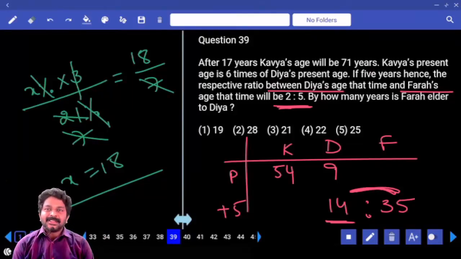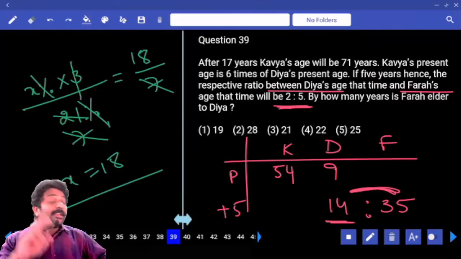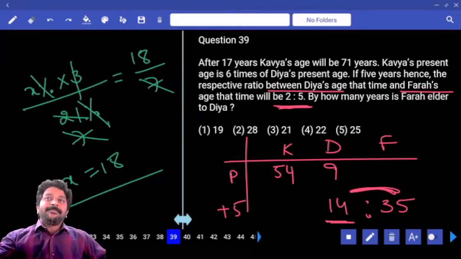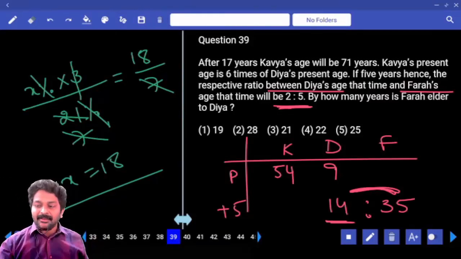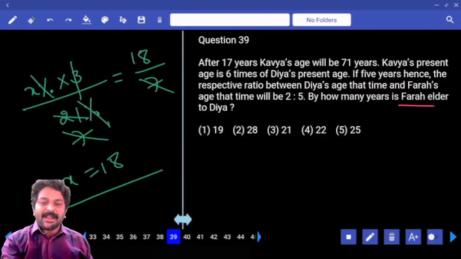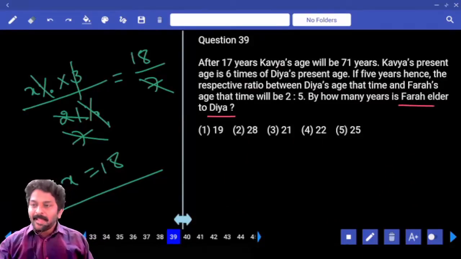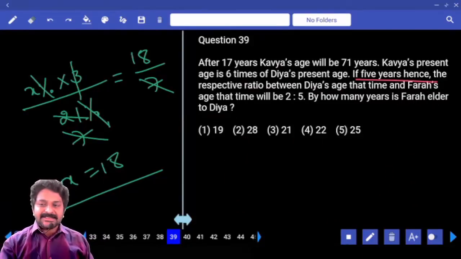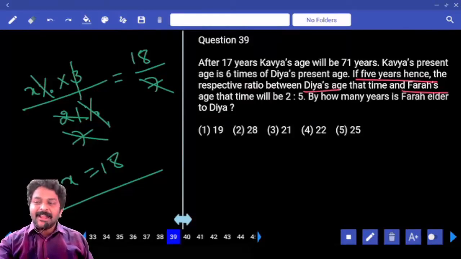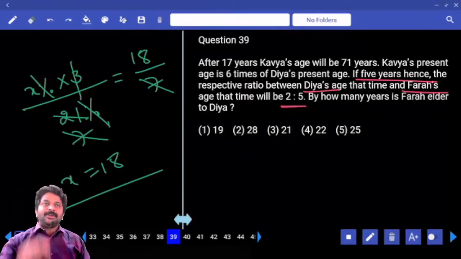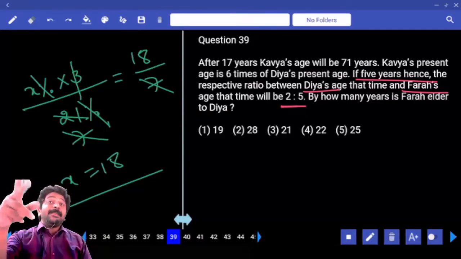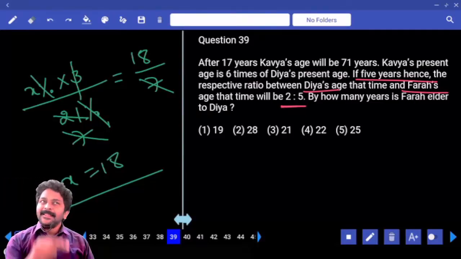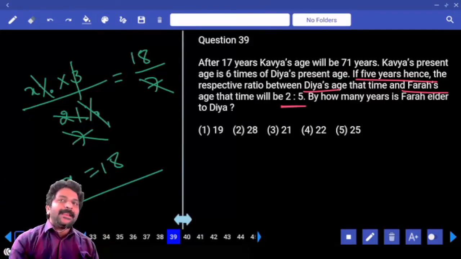Actually, we don't even need all this. After getting some practice, we go directly. The age difference between any 2 members at any point of time must be the same, right? If you know this point, you are done with the answer. Your question is to identify the age difference between Farah and Divya. Now, after 5 years, Divya's age and Farah's age ratio is mentioned. 2 parts and then 5 parts. How many parts difference do we have? That means the difference must be which multiple?